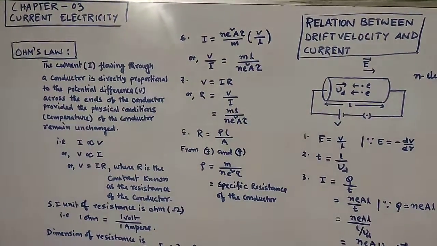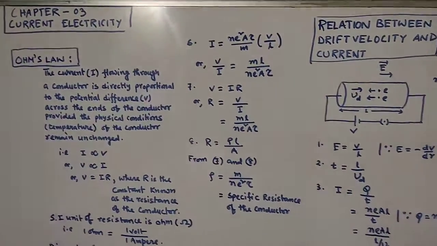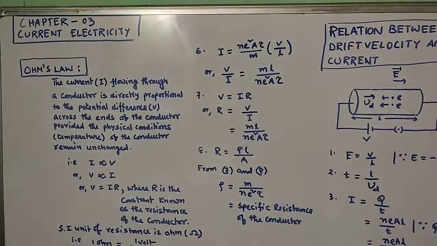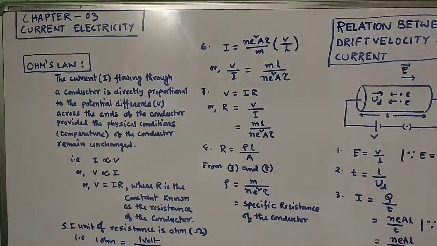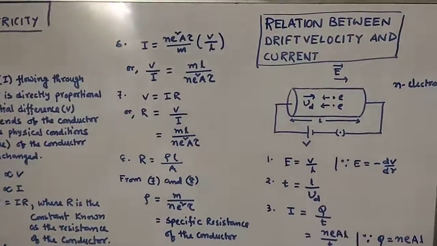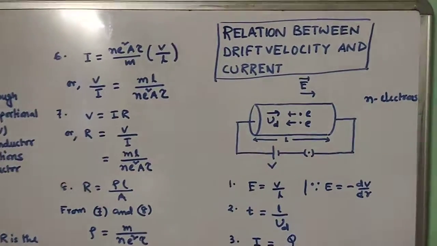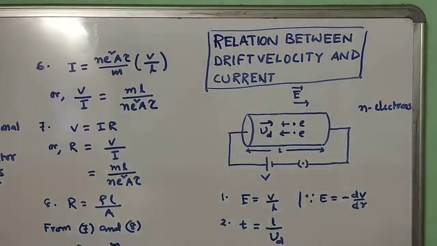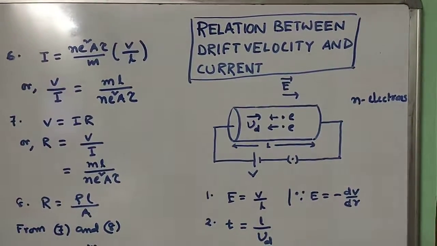Good morning students. Today we are going to discuss a few important topics from the chapter Current Electricity. It is chapter 3. Now the topic which we are going to discuss is very important from the exam point of view. The topic is the relation between drift velocity and current.